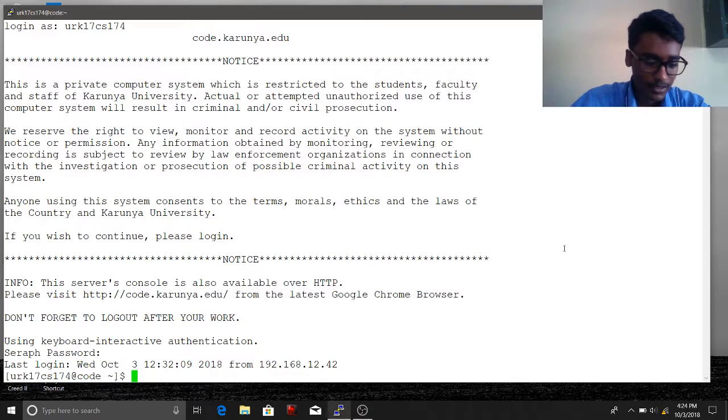So this is the sixth experiment in the C++ lab, and this is operator overloading. We have two exercises in this. So let's start.